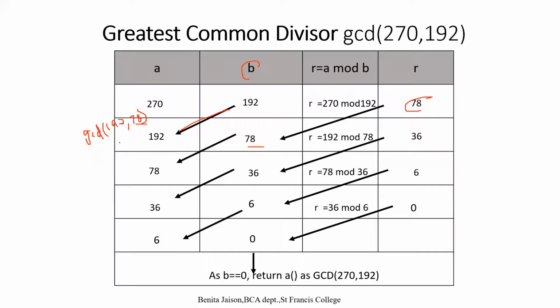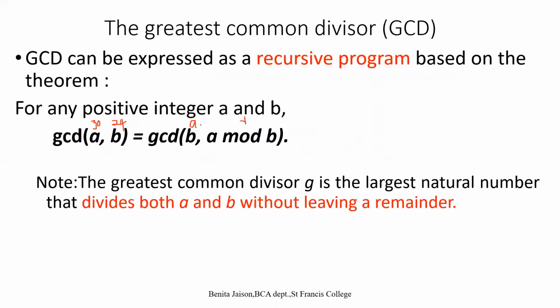In the next row, we made 78 as B. In each row, we are finding GCD of A, B, but the current value of A is the previous value of B, and the current value of B is the value A mod B, that is R. So in each step, in the position of A we have the previous value of B, and in the position of B we have the previous value of R, A mod B. In each step, we are recursively finding the GCD of A comma B. So we are writing it as a recursive call.